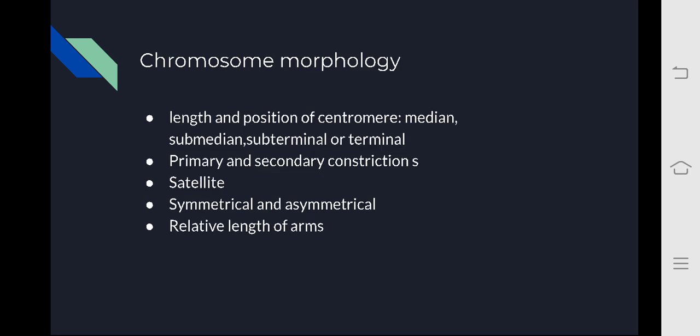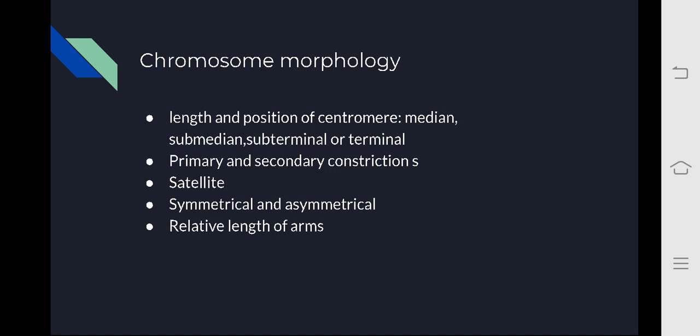Then the other one is chromosome morphology. Usually, the chromosomes are characterized as median or submedian, subterminal, or terminal with reference to their length and the position of the centromere. The centromere location marks the position of the primary constriction. Additional constrictions are called secondary constrictions. Occasionally a secondary constriction may be present near the terminal end of a chromosome, separating a small segment called a satellite. So there are primary constrictions, secondary constrictions, and satellites.